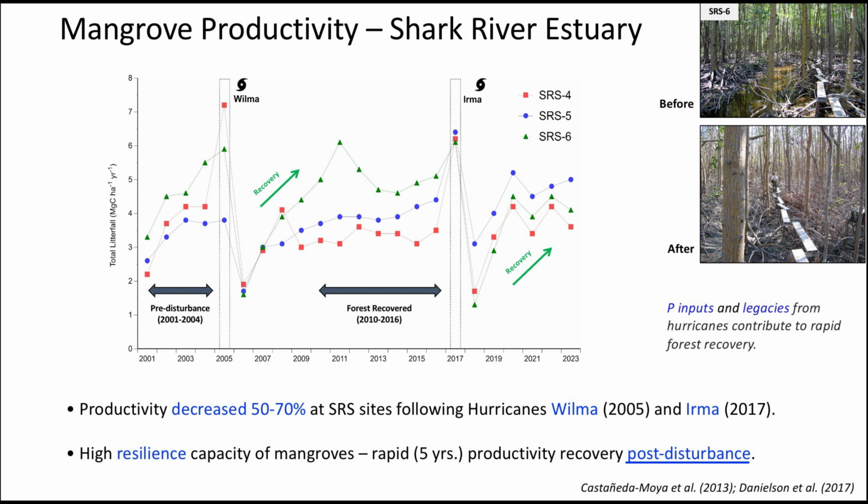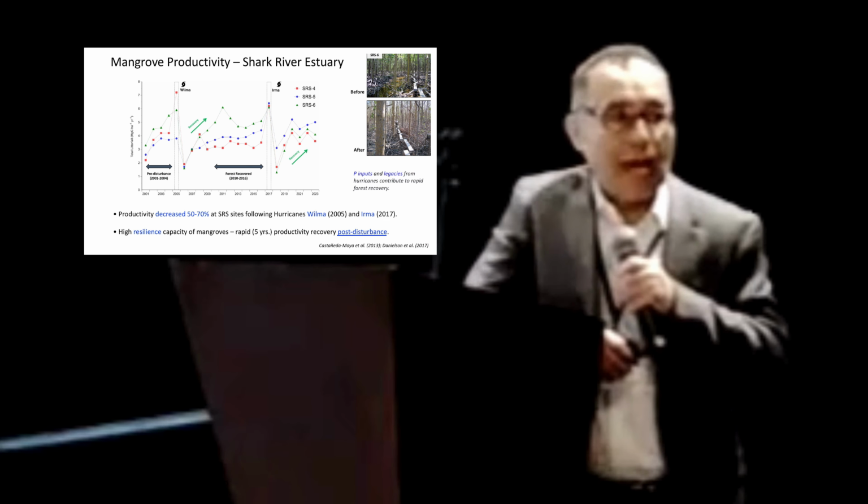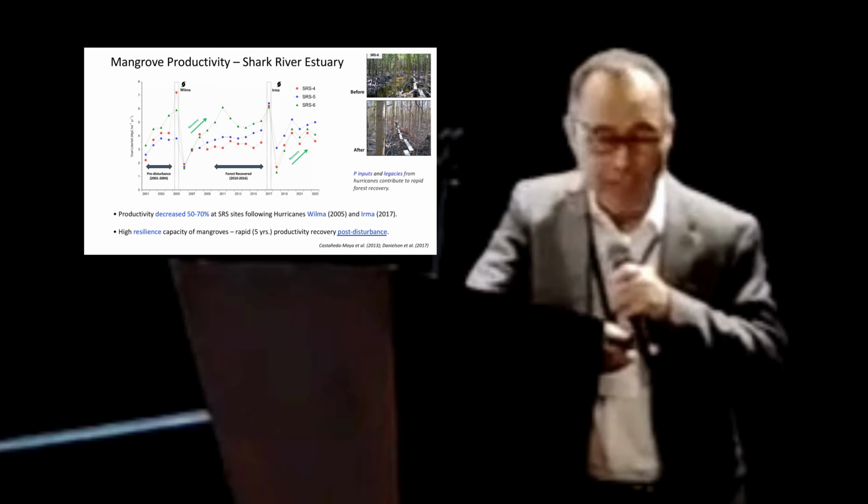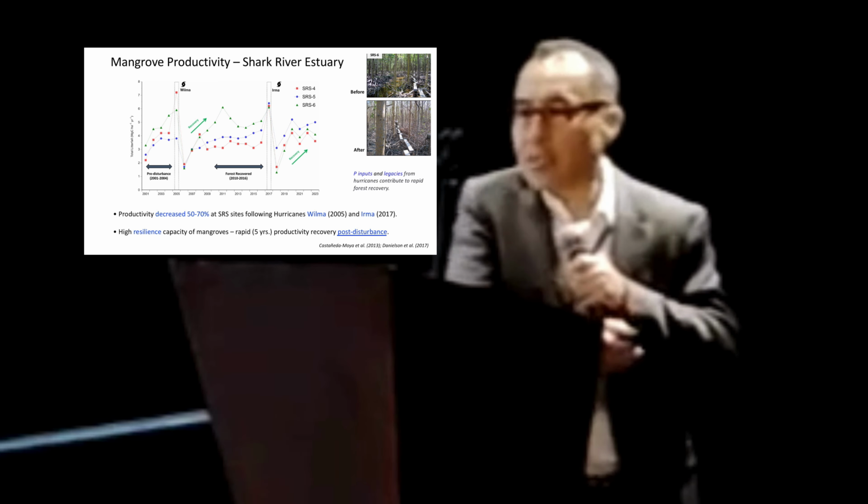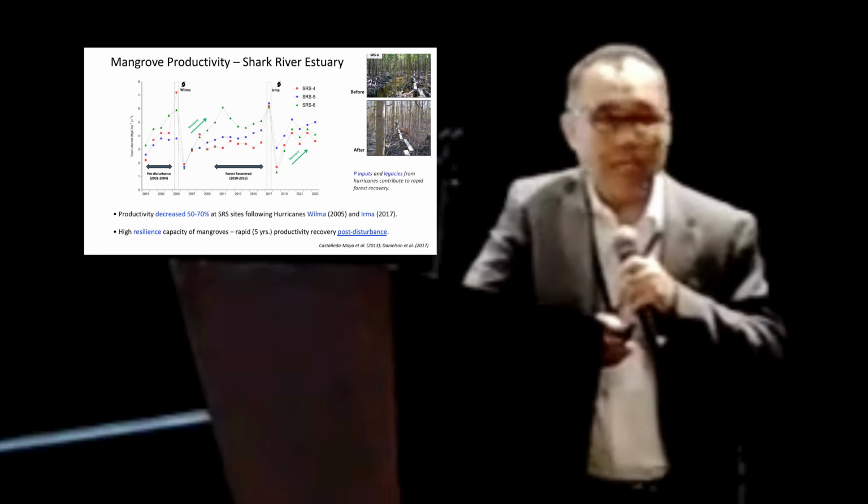So one example is using our long-term data on primary productivity of mangroves in the Shark River estuary. What we observed basically is a significant decrease in productivity, between 50 and 70%, as a result of the massive defoliation. However, these mangroves are highly resilient, and what we observed is rapid recovery within 5 years. So this is significant to assess or estimate the resilient capacity of these mangrove ecosystems.